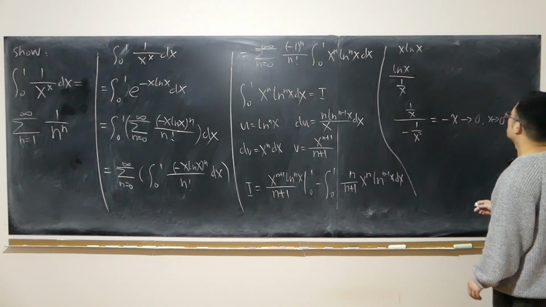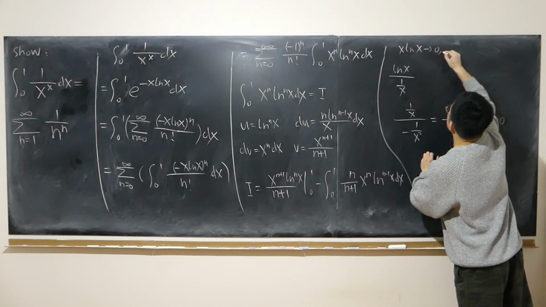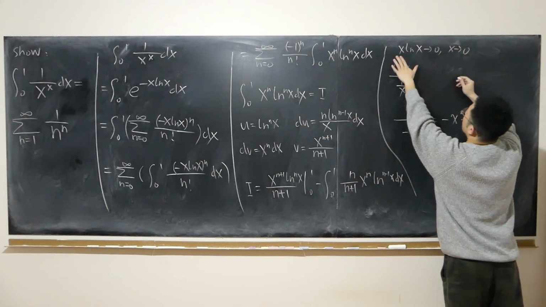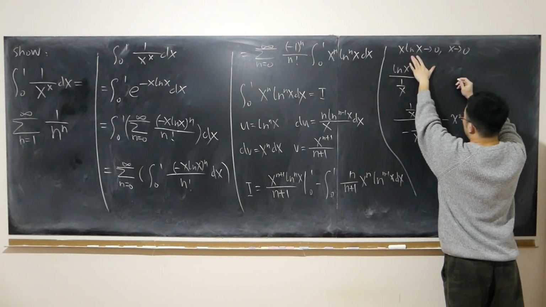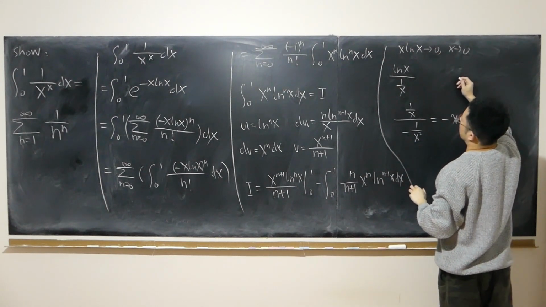Now, which means this approaches 0 as x approaches 0, right? Meaning x approaches 0 faster than log x approaches negative infinity, right?